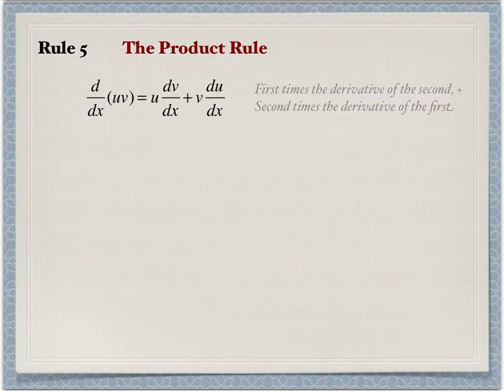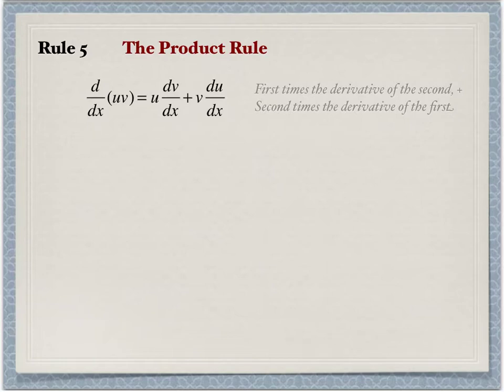Alright, now we start getting to the fun stuff. Here's the product rule. Again, this looks pretty difficult. The derivative of u times v is u times dv over dx, plus v times du over dx. But I think if you remember this verbiage, it might be the most helpful: the first times the derivative of the second, plus the second times the derivative of the first. So let's actually try one of these.